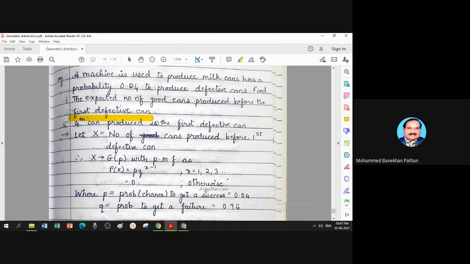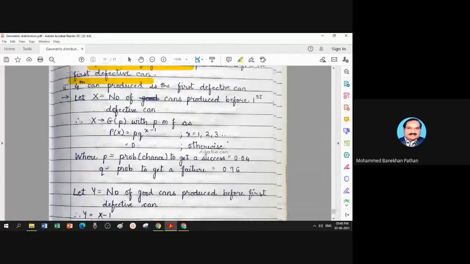That means now I conduct the experiment, I keep watch on the machine till I get the first defective. And that is the situation of geometric distribution. Part number 2, the fourth can produced is the first defective can. So here you have to find the expected number of good cans, so you find the mean, and here you find a probability. That thing should be clear. Let us see how to solve.